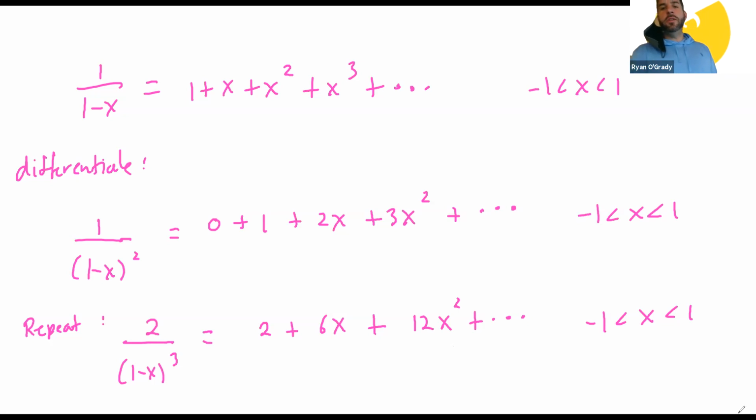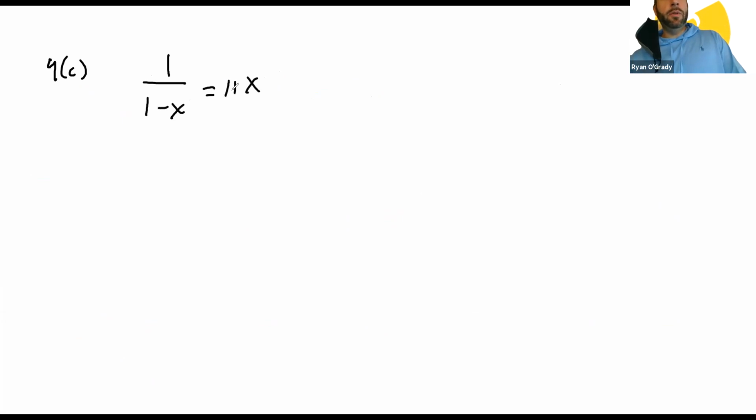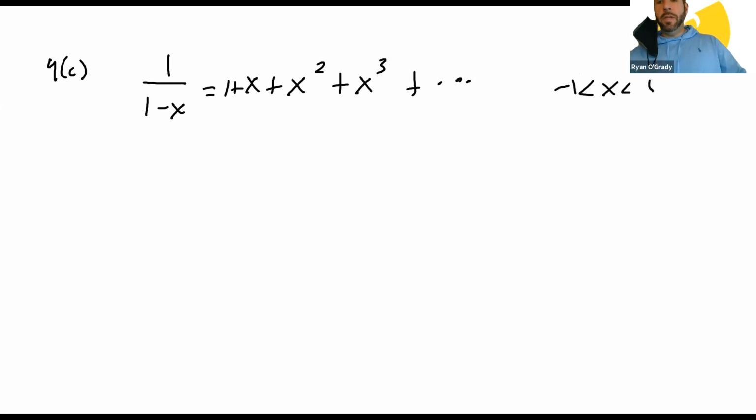All right, now the one that requires the proper steps is part C. We have to be sort of clever. You have 1 over 1 minus x, which again we know is 1 plus x plus x squared plus x cubed plus dot, dot, dot. And of course, this is true for x between -1 and 1.